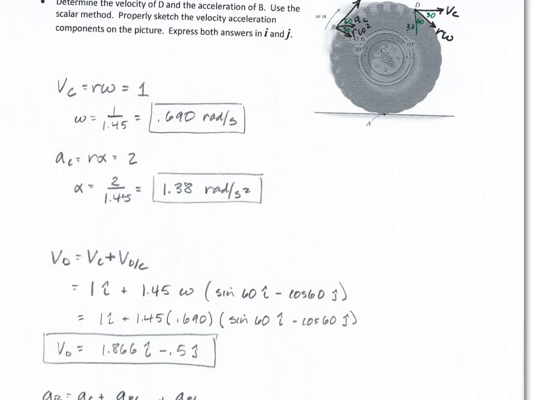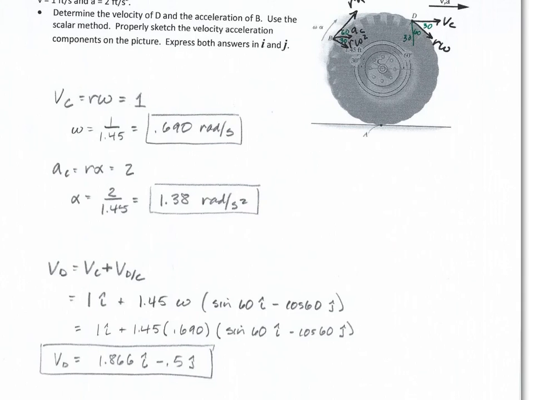So let's just add those up. I know that velocity of A or C is going in at 1. Then velocity of D with respect to C is r omega. That's that r times this omega, which I've all solved for. And then I have an x component and a y component, which I solved for right there. The acceleration is similar.